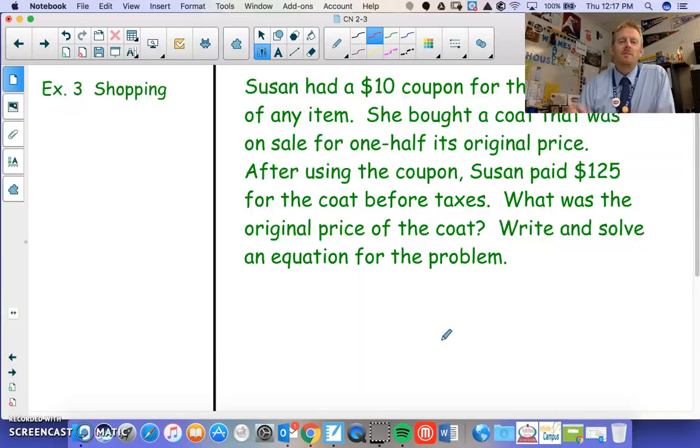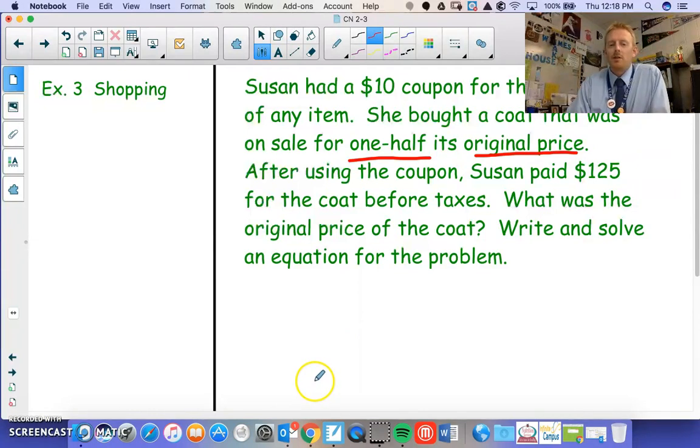So Susan, she had a $10 coupon for a purchase of any item. She bought a coat that was on sale for 1/2 of its original price. After using the coupon, Susan paid $125 for the coat before taxes.